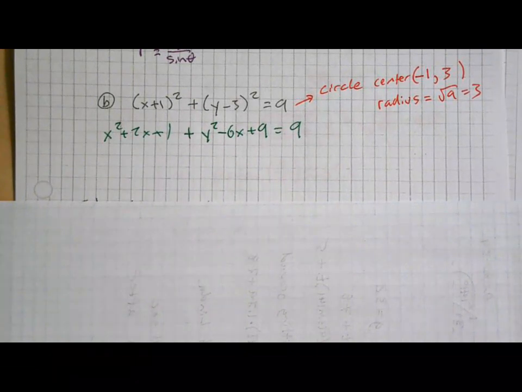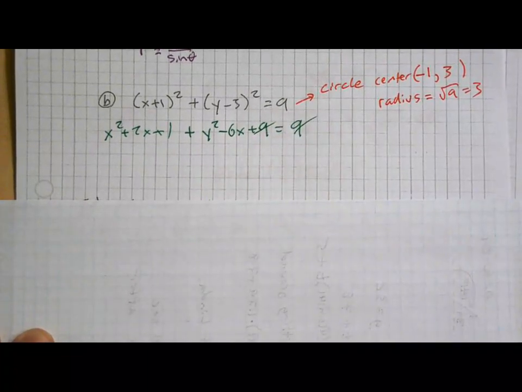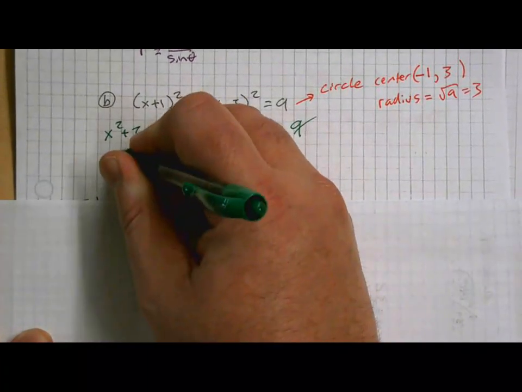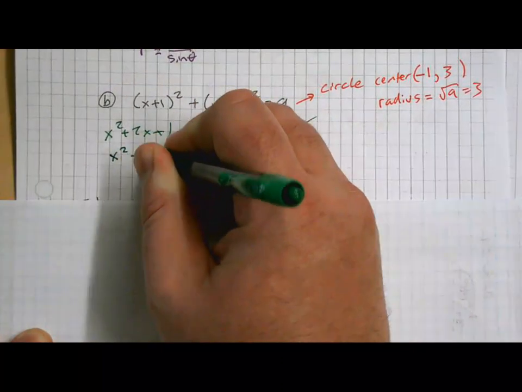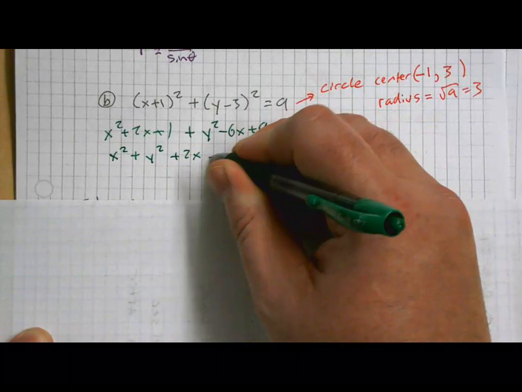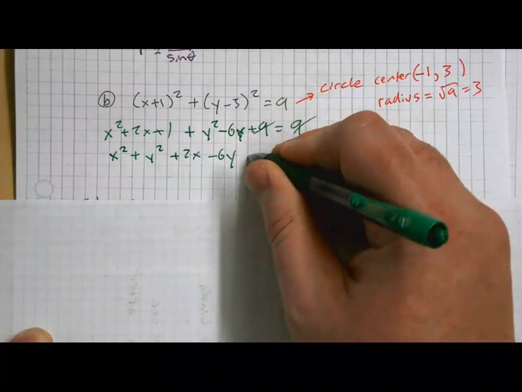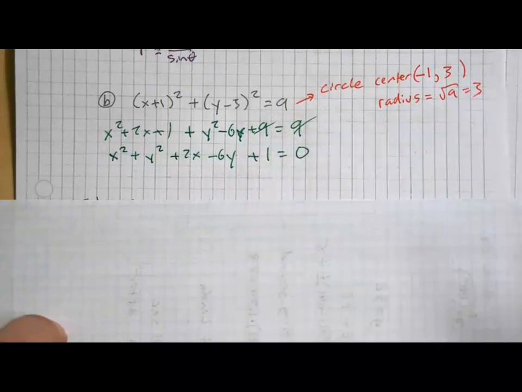And then I'm going to do a little bit of rearranging here. First of all, I'm going to notice that we can subtract 9 from both sides, and those 9s are gone. Let me rearrange this a bit for you. x squared plus y squared plus 2x minus 6, that's supposed to be a y. And then we got a plus 1, and I'll leave the 0 over here.